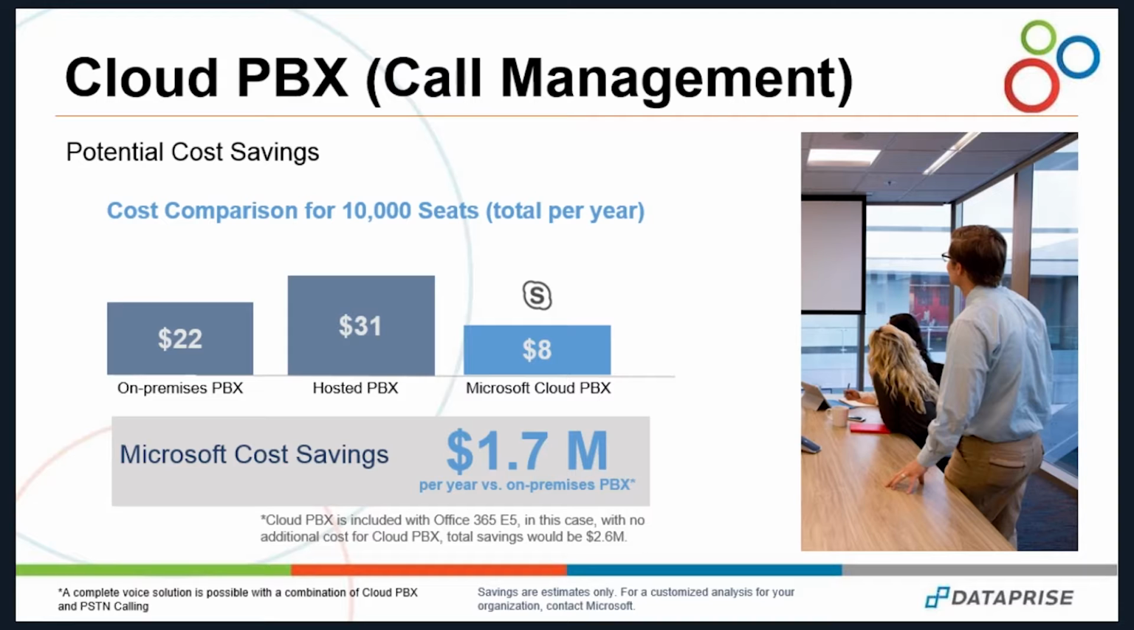For those without E5, for the people who are on E1 or E3, and you want to get Skype for Business Cloud PBX, or even if you just want the Skype for Business Cloud PBX and you're not in the rest of Office 365, it's available at $8 per user per month as a standalone plan. So the annual cost for this organization is just under $1 million, which instead of being a $2.6 million save is about a $1.6 or $1.7 million save.